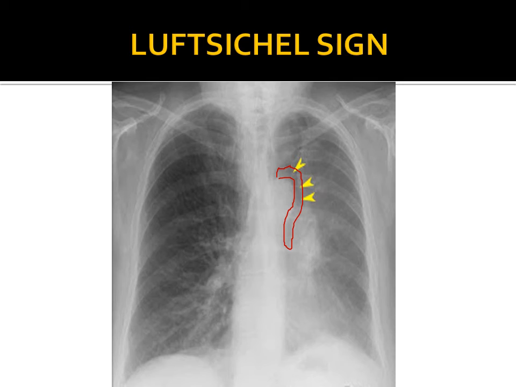It is classically seen in left upper lobar collapse. In this case, what happens? The superior segment of the left lower lobe interposes between the collapsed left upper lobe and the aortic knuckle. So the aortic knuckle contour becomes apparent against the air-filled superior segment of the left lower lobe.